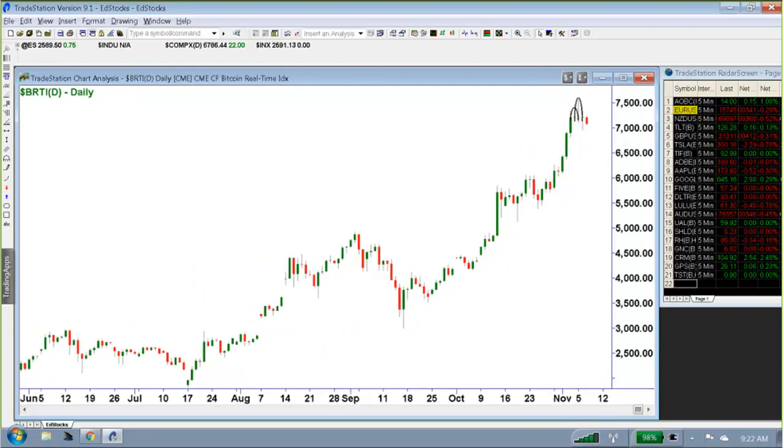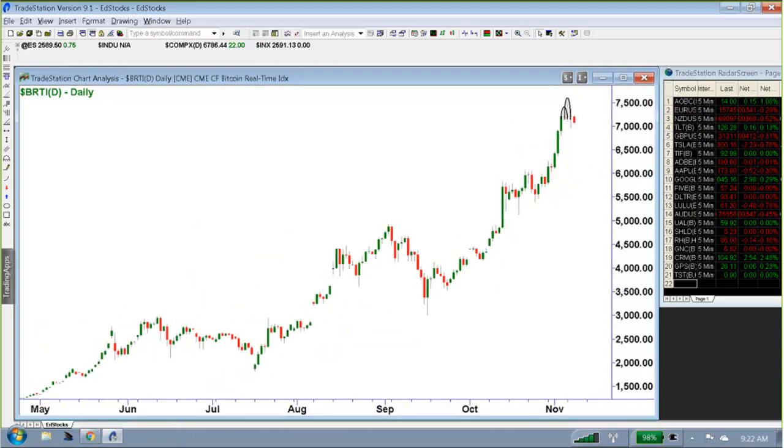There it is on the daily. On the daily, you can't even see that pattern. Right. But it looks to me like it's probably ready. It's probably way overbought. It's probably ready to pull back. You know, but yeah.